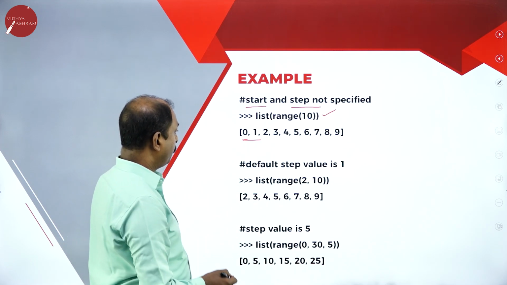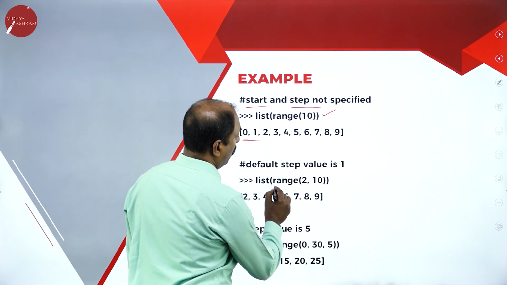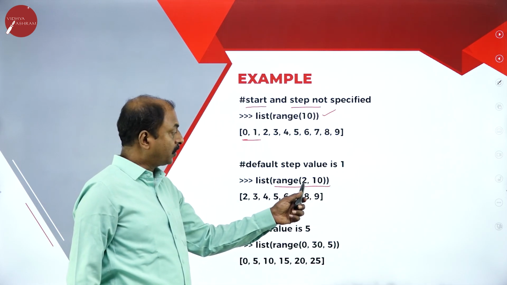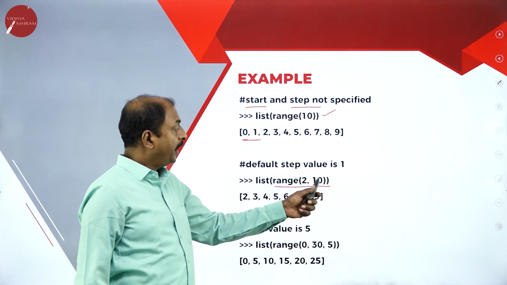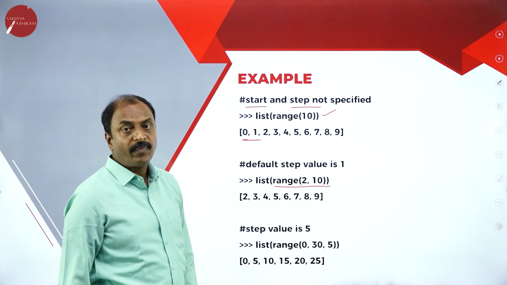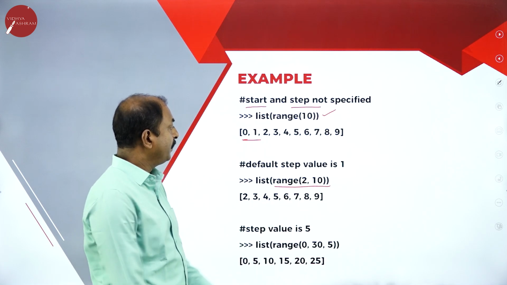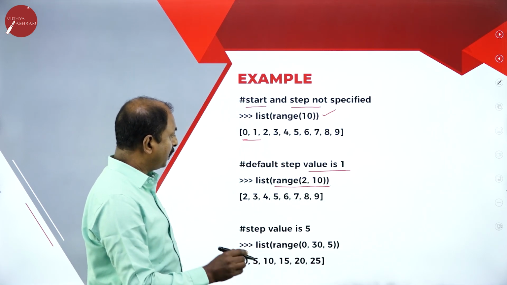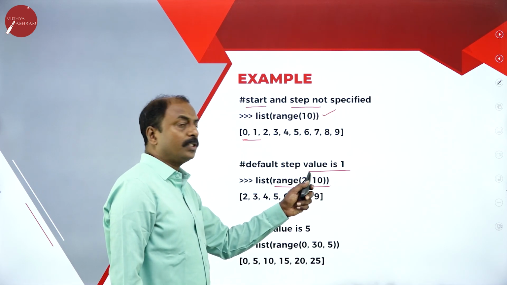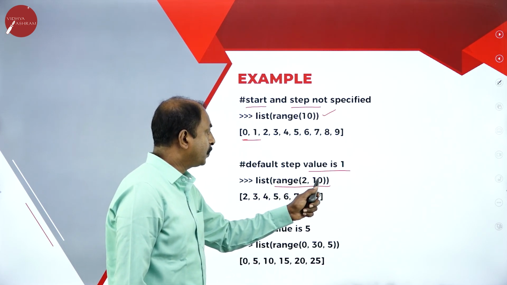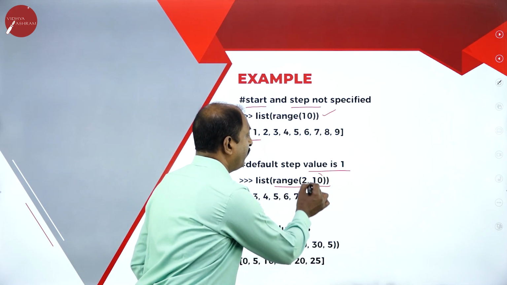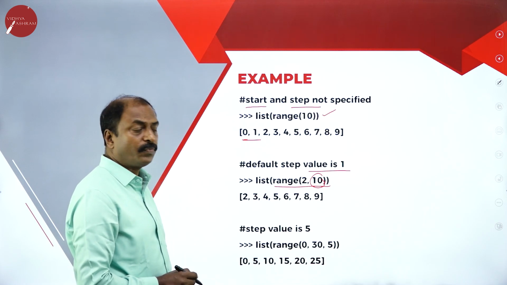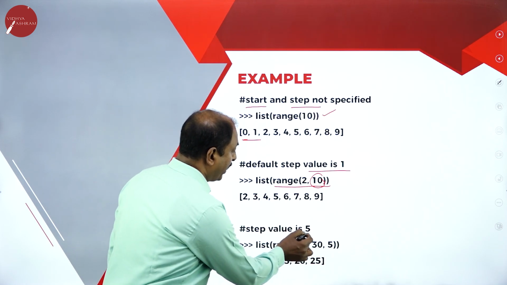Now look at another example. Here, range of 2, 10. In this example, the first parameter is the start, the second is the stop, and the next one, the step value, is missing. By default it takes the step value as 1, or plus 1. Accordingly, starting with 2, it generates a list from 2 up to 9, excluding the given value 10. This would be the output of this range statement. Next one is where the step value is 5.